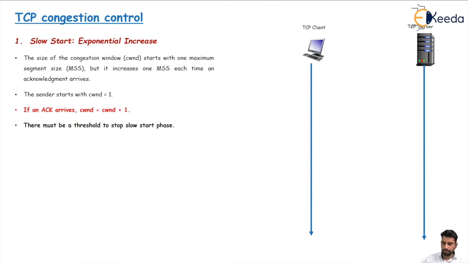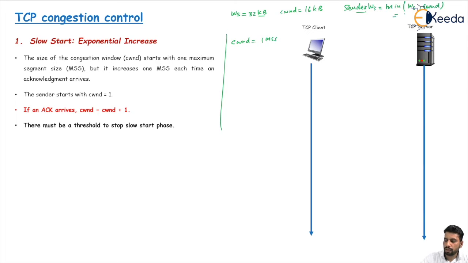Threshold means, for example, here we initially set the congestion window size equal to 1 MSS. For example, the advertisement window size is 32 KB, and the congestion window size is equal to 16 KB. I'm taking this as a little example to teach you. And the sender window size is equal to the minimum of both the advertisement window and the congestion window, which here is equal to 16 KB.